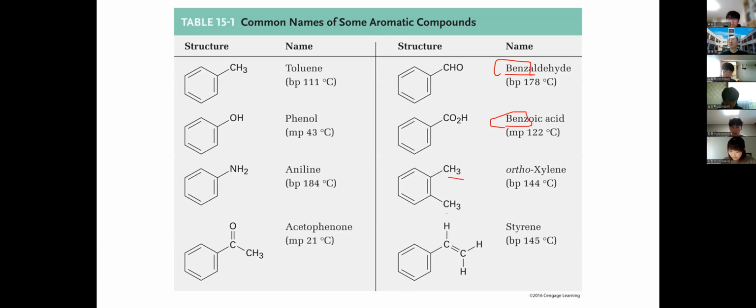Now, if you have one methyl, toluene. Two methyl, xylene. If you pronounce it "xylene," that's Japanese, not English. So we use the English textbook, so let's pronounce it the English way. Xylene, and then depending on those positions, we have ortho, meta, para, right? And then this is a double bond connected together. This one is a styrene.